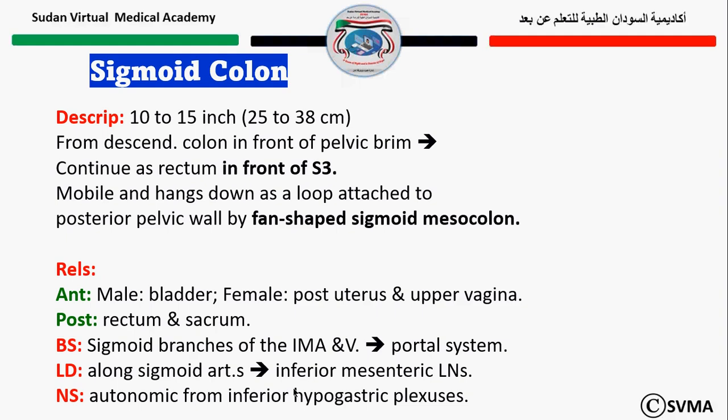So the point where the descending colon changes its name to the sigmoid is the pelvic brim. As we said in the first lecture, the abdomen is separated from the pelvis by the pelvic brim, and the pelvic brim is the same as the pelvic inlet. This is the imaginary plane which separates the abdomen from the pelvis. So once the descending colon crosses the pelvic brim or the pelvic inlet, that means it's crossing from the abdomen to the pelvis. Therefore, the name changes from descending colon to sigmoid colon.